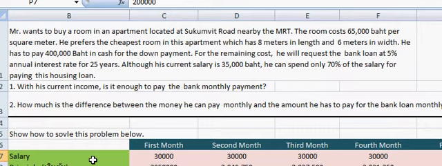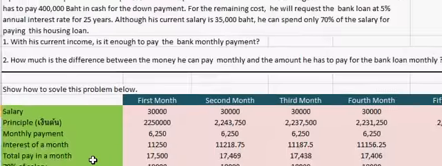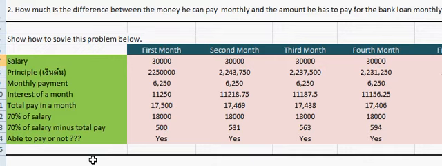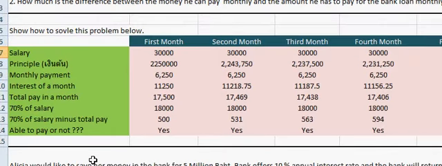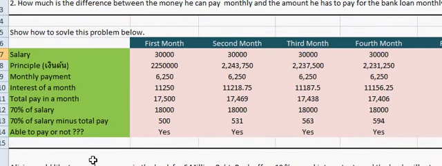For this problem, we have to know the principal left after paying the loan payment. And the next thing we have to know is the annual interest rate and how many years it will take for the person to pay back all the money. And also we have to know the salary of the person per month and what percent the person is willing to pay for the loan.